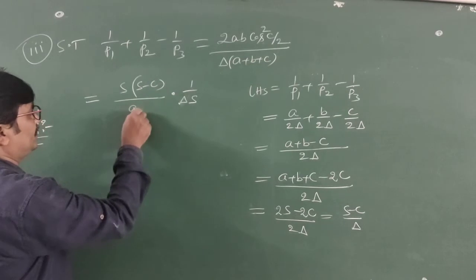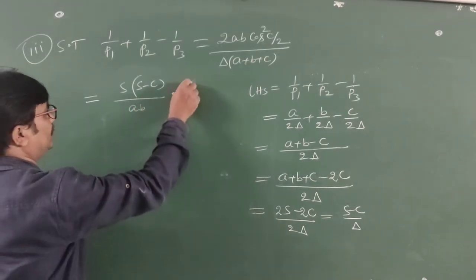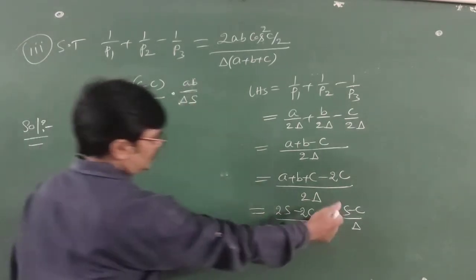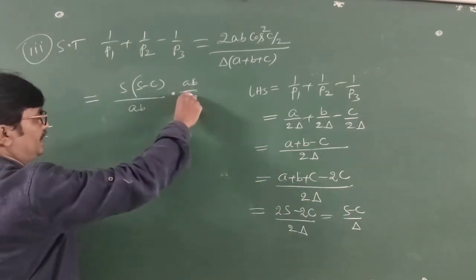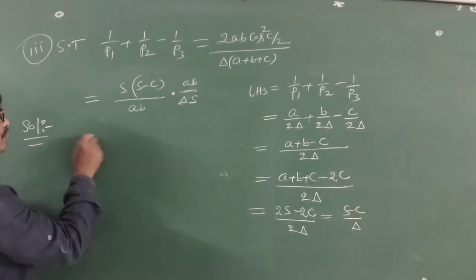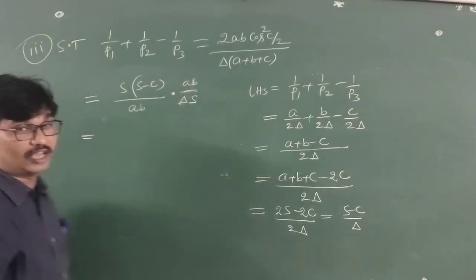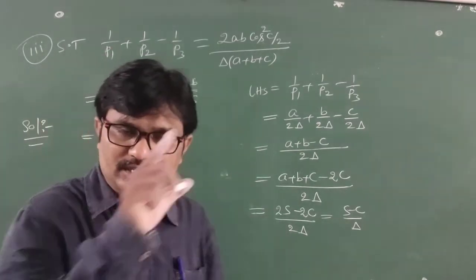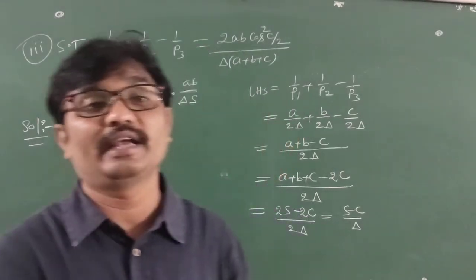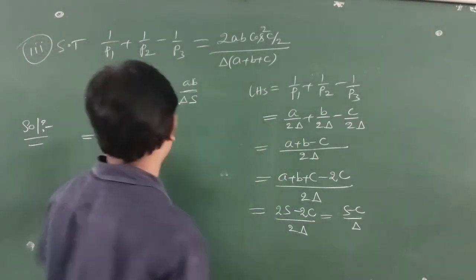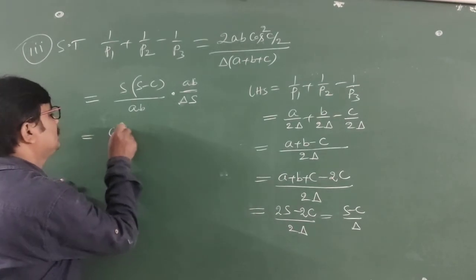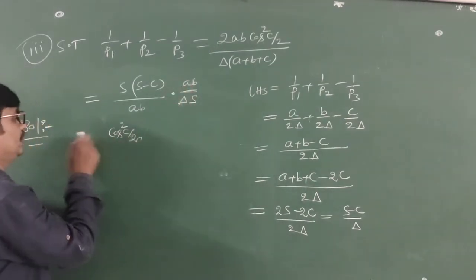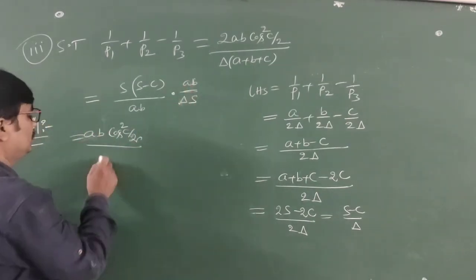We can take ab here. This is also ab. In this step we have to take ab by ab. After that we also take by s and into s. This is the formula, students, for cos of C by 2. Cos C by 2 is the square root of s into s minus c by ab. So here cos square C by 2 is ab upon delta into s.